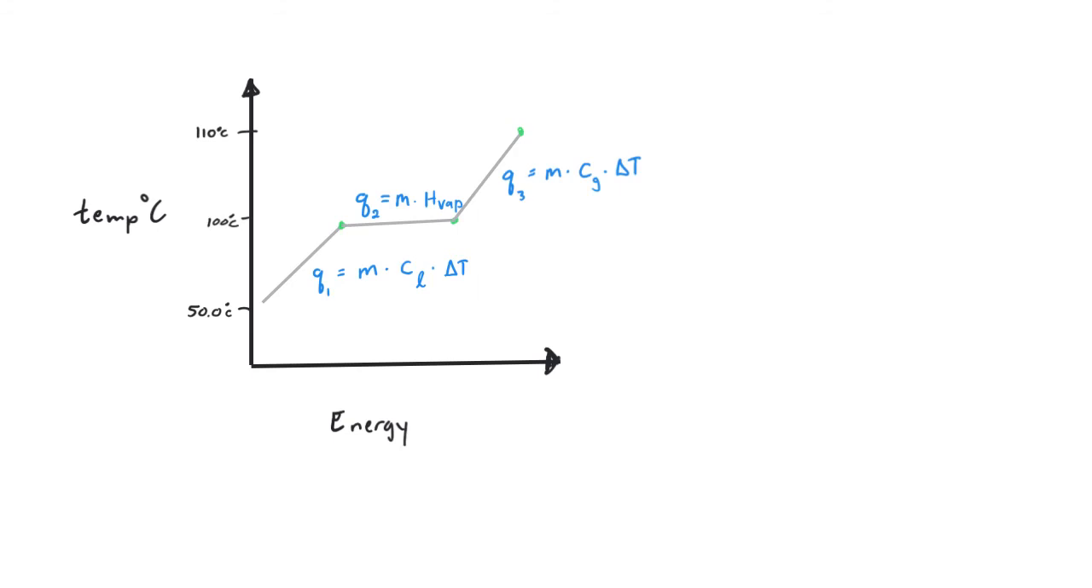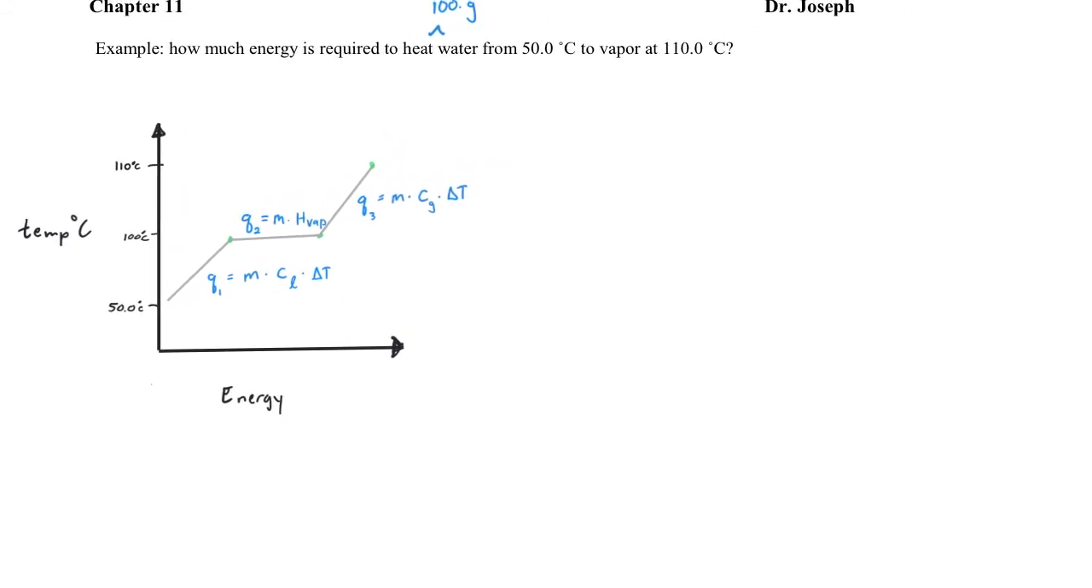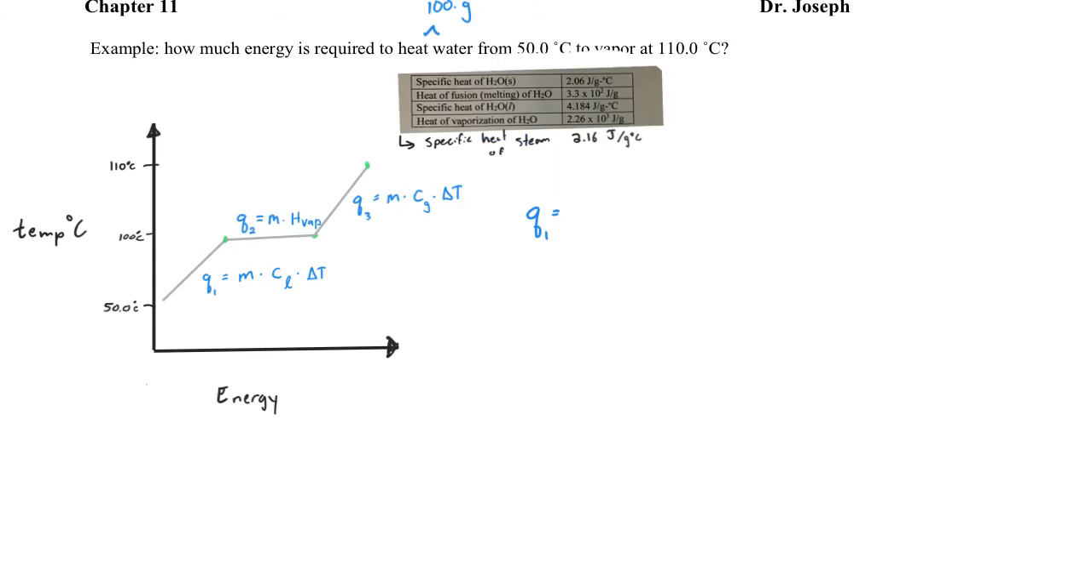So let's go ahead and calculate Q1, Q2, and Q3. And to help us with this, I'm going to put a table here which has the specific heats and heats of fusion and heats of vaporization for water. So this would be a good time for you to pause the video and see if you can come up with the right values for Q1, Q2, and Q3 using this table and the equations we've shown on our graph to the left.